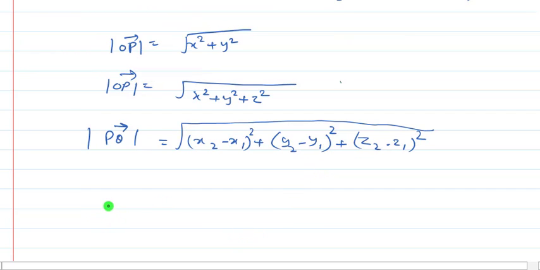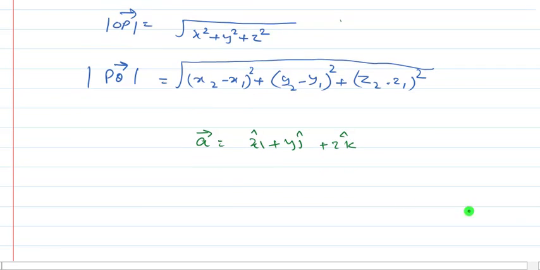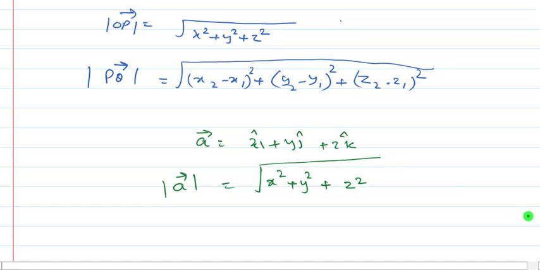Now next, let me discuss how to calculate a unit vector. To calculate a unit vector, let me take one of the vectors. Suppose a vector given to us is vector A equal to xi cap plus yj cap plus zk cap. Now if we need to calculate the modulus of vector A, then clearly it is the square root of x square plus y square plus z square.